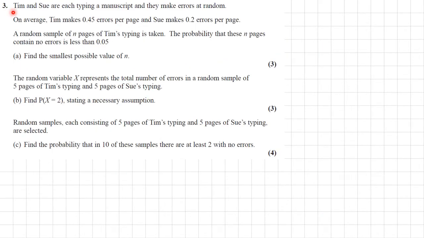Question 3. Tim and Sue are each typing a manuscript and they make errors at random. On average, Tim makes 0.45 errors per page, so let's just underline that.